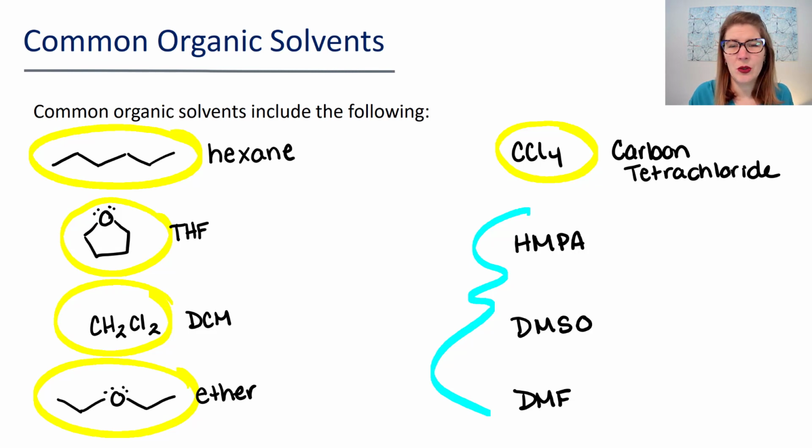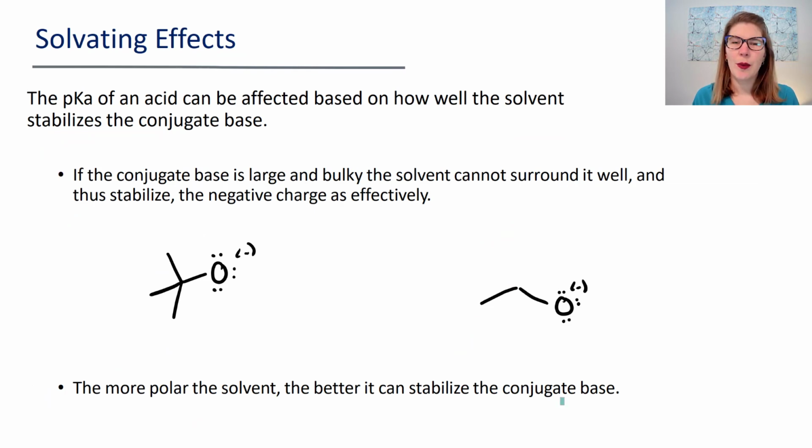So what we'll tend to do is use an organic solvent that isn't reactive in our acid-base reaction if we end up needing a solvent at all. Remember how we said in ARIO that we looked at atom, resonance, induction, and orbital. But you know what? Solvent can play a role too. And when we look at solvents, the pKa of an acid can actually be affected by how well that solvent stabilizes the conjugate base. So I have two ideas here about solvents.